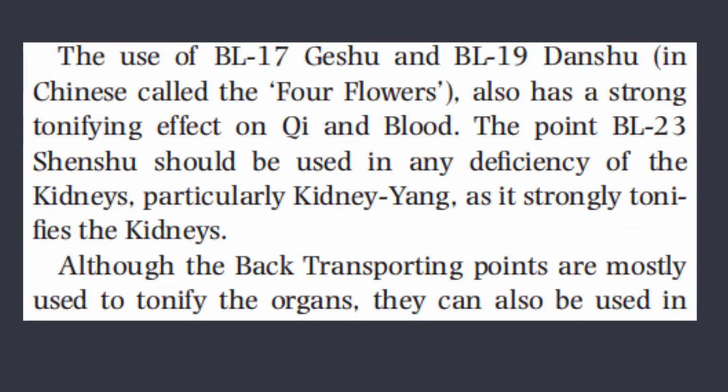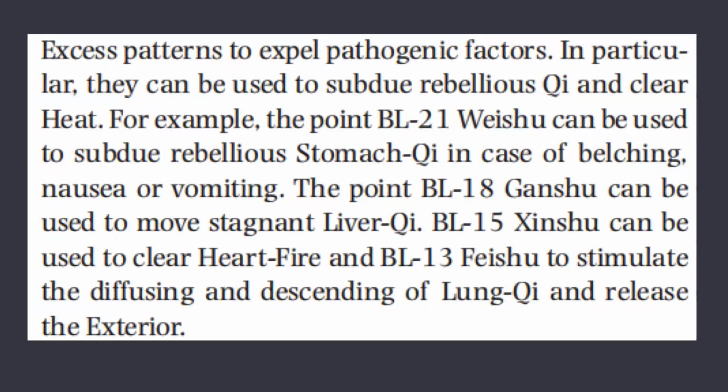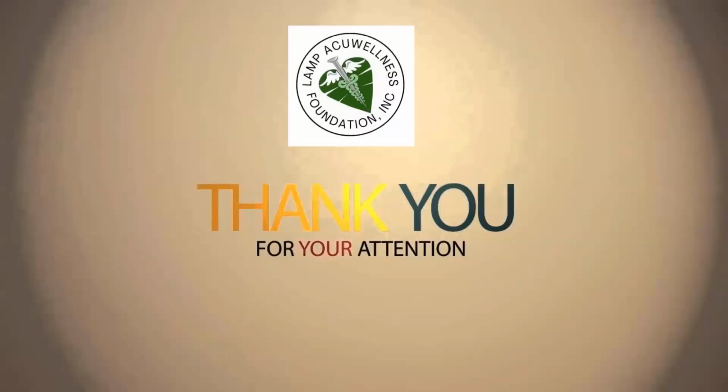Although the back transporting points are mostly used to tonify the organs, they can also be used in excess patterns to expel pathogenic factors. In particular, they can be used to subdue rebellious qi and clear heat. For example, the point bladder 21 can be used to subdue rebellious stomach qi in case of belching, nausea, or vomiting. The point bladder 18 can be used to move stagnant liver qi. Bladder 15 can be used to clear heart fire. Bladder 13 stimulates the diffusing and descending of lung qi and releases the exterior.